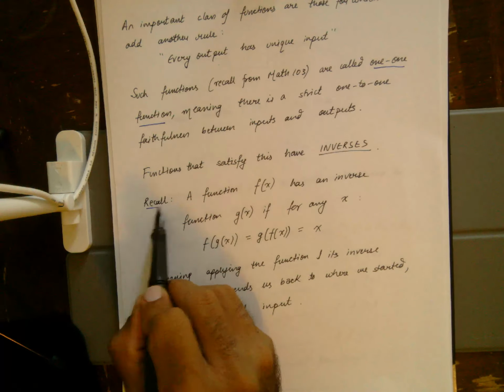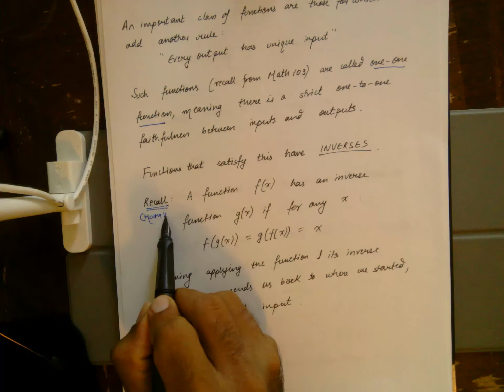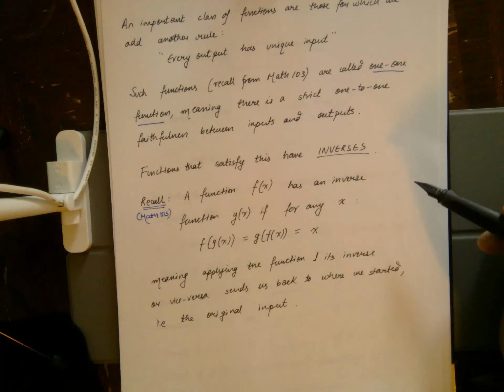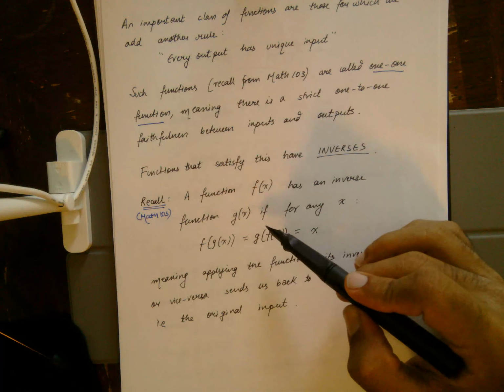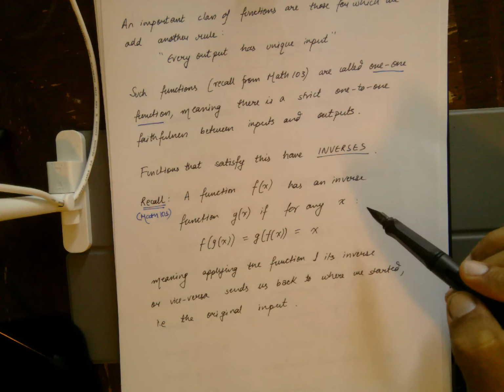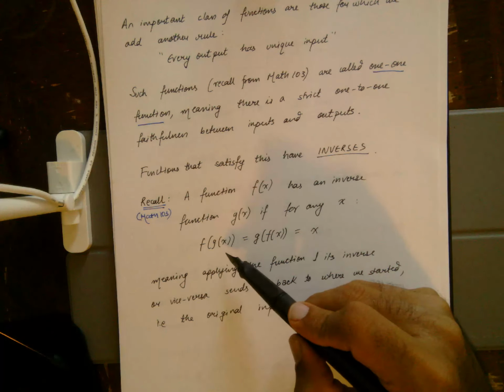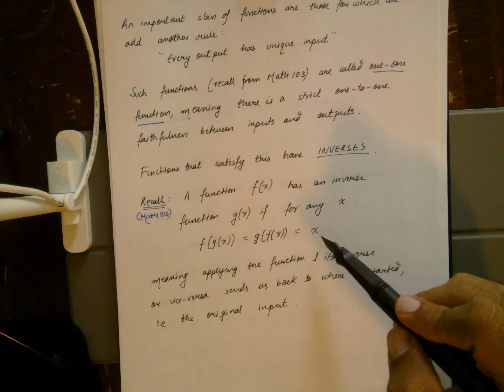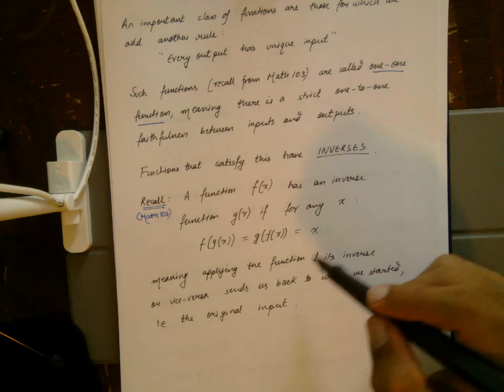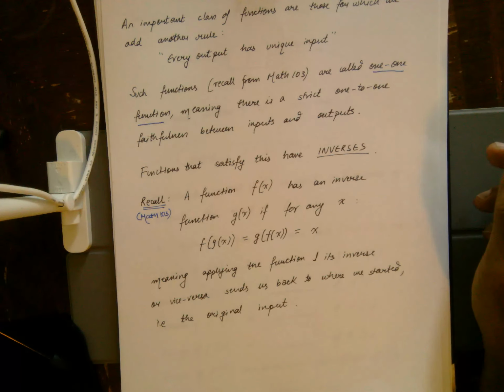Now recall this definition again from Math 103. This is the mathematical way of saying what we just discussed. A function f of x has an inverse function g of x if for any given x, meaning for any input, f composed with g is the same as g composed with f, and it gives you back the input. It gives you back x. So in some sense, the function and its inverse cancel each other out. It's like opening and closing the door. Whatever state the door was in before, if you open and close it, it goes back to what it was. That's how functions and inverse functions work.